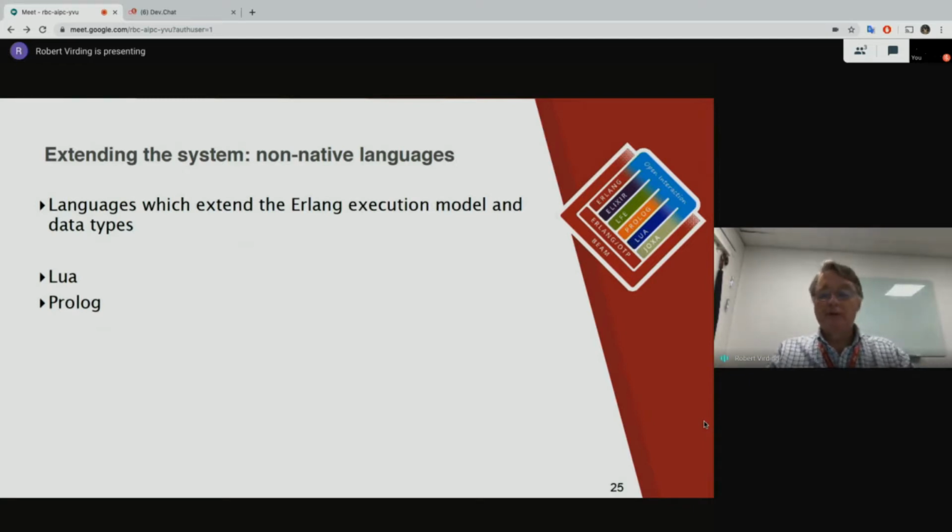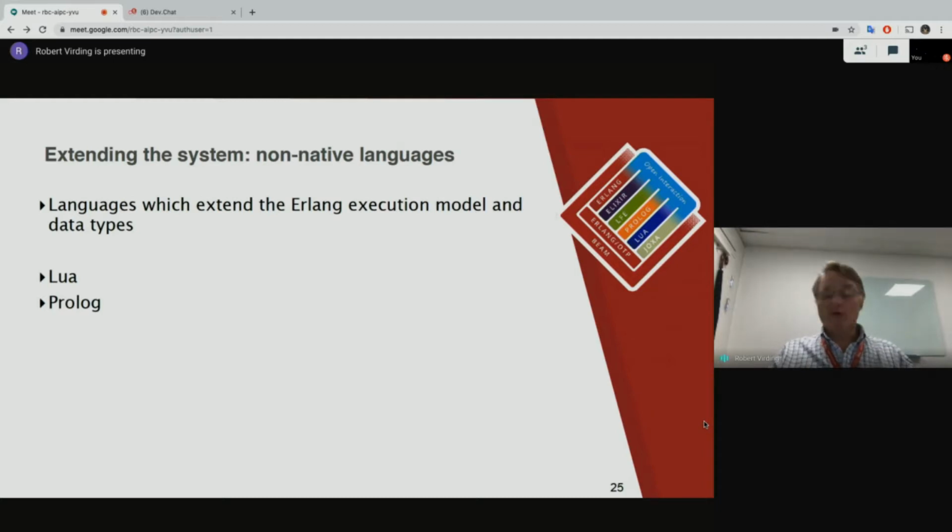So, for example, Lua has shared global mutable data, everything we don't do in Erlang, but that's what Lua does. Prolog, for example, has a completely different execution model. So you can implement these on top of Erlang, but then you're getting away from the Erlang execution model. That's why I call them non-native. But these work very well, and they sort of have their place in the system.